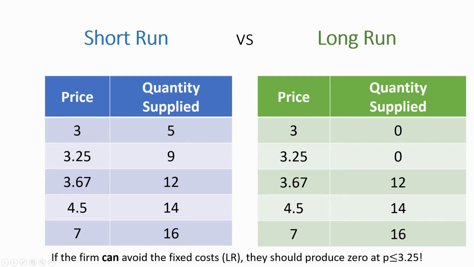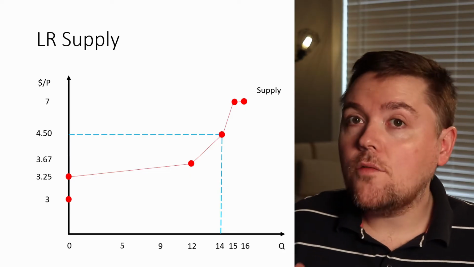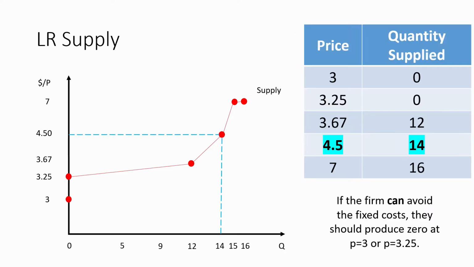When you can get rid of those fixed costs, what's called the long run, you can always make a different choice and you can get rid of those fixed costs and produce nothing, and it costs you nothing. So your total profit is 0, you produce nothing. On screen, I've got the long run supply curve, and it's different to the short run supply curve. The quantity supplied is 0 at those lower prices, $3 and $3.25, in the long run. In the short run, it's better to produce.